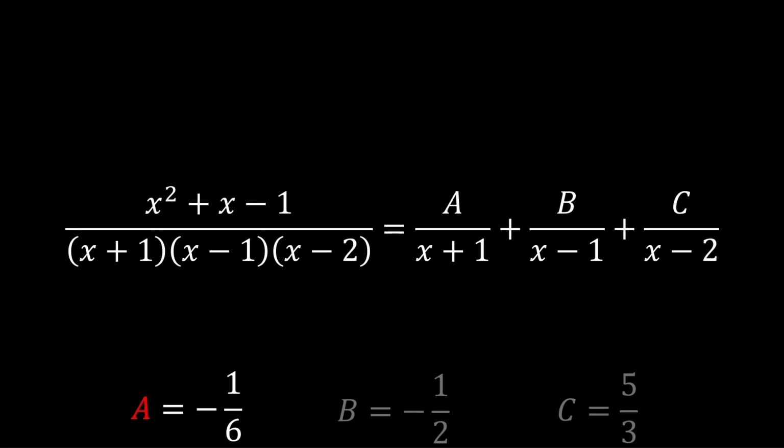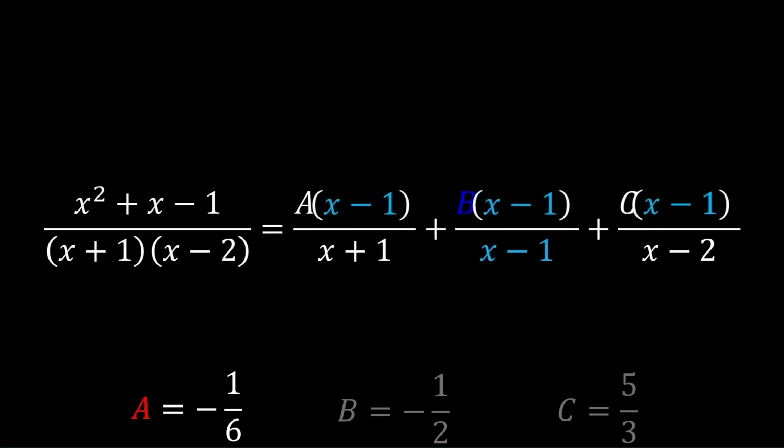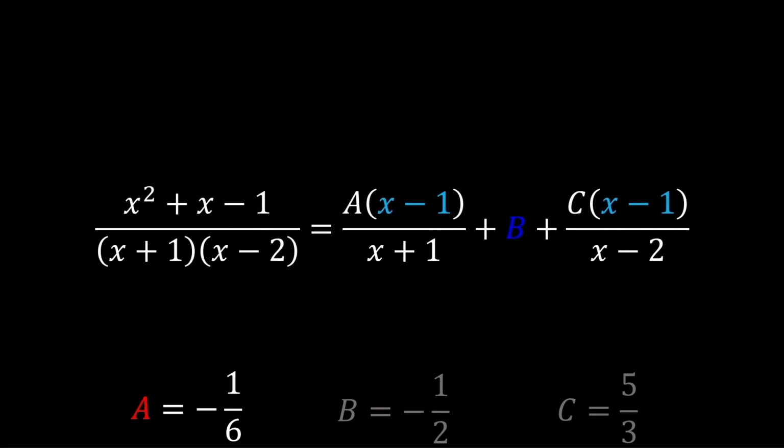We can now repeat this process for the next unknown coefficient b, and now we want to focus on the denominator of the term containing b, x minus 1. We can move this over to the right-hand side, and after simplifying, we end up with the following.